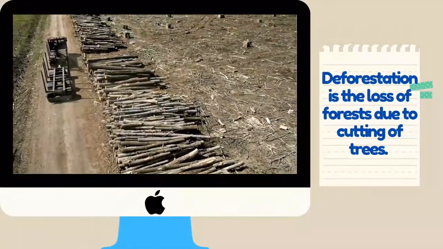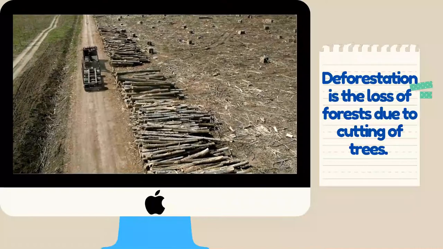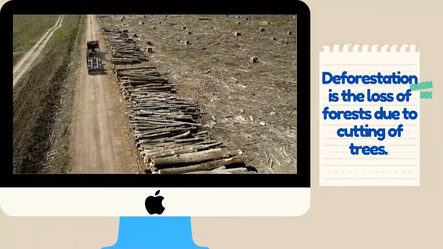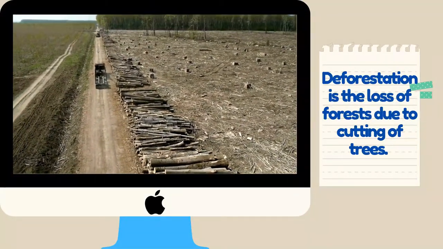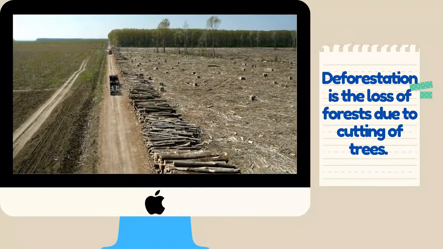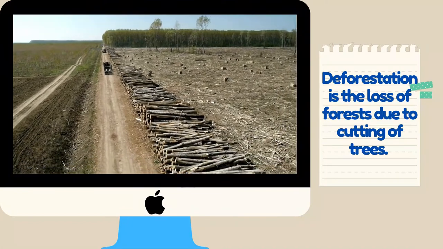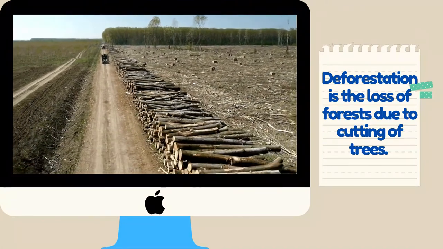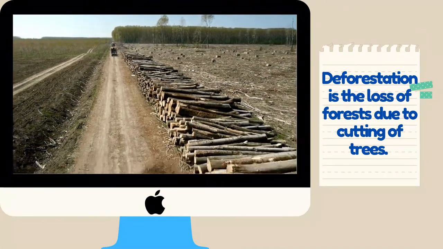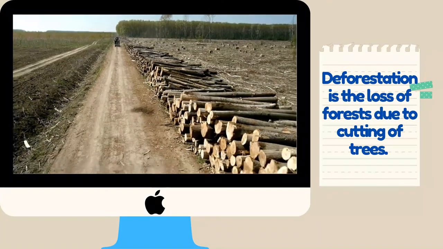Number 2. Deforestation. Deforestation is loss of forests due to cutting of trees. Trees absorb billion tons of carbon dioxide every year, thus taking significant amount of greenhouse gas emissions, which decreases Earth's temperatures.